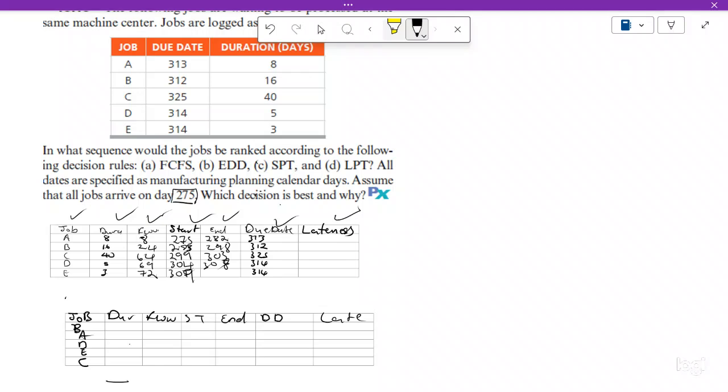Then that one you need to write it here. 309 plus it becomes 312, something like that. Then that becomes 311 because you can't do without that one there. Then now you do the due dates. The end date 313 minus 282. The answer is positive again. So it's a 0. 312 minus 298, 0. 325 minus 303, 0. 314 minus 308, 0.